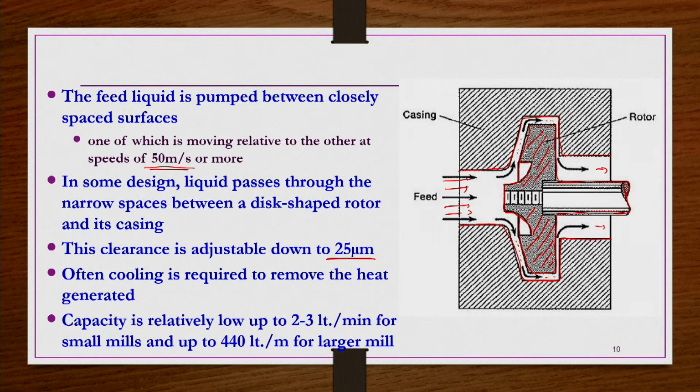The capacity is in general very low, and there are two types of mills based on capacity. Small mills have 2 to 3 liters per minute capacity, whereas larger mills may have 440 liters per minute capacity. So, depending on the capacity, they can be small mills or larger mills. Larger mills can handle as much as 440 liters per minute. That is a very big capacity, especially considering the type of products handled in these colloid mills.